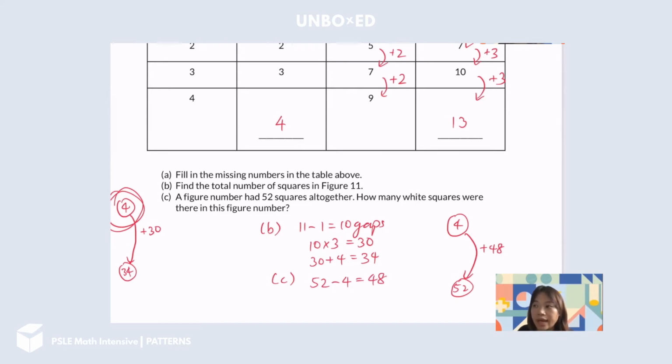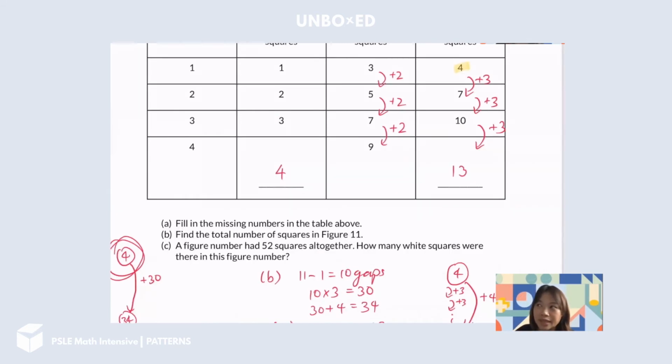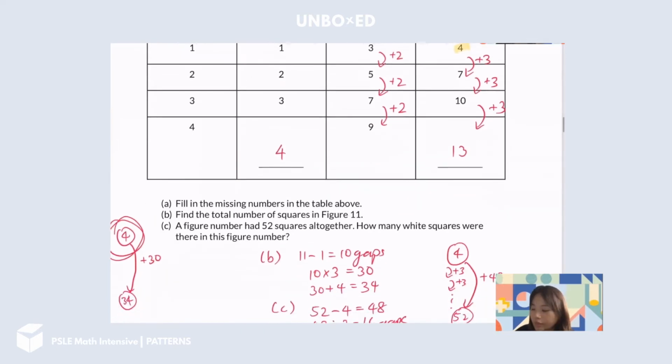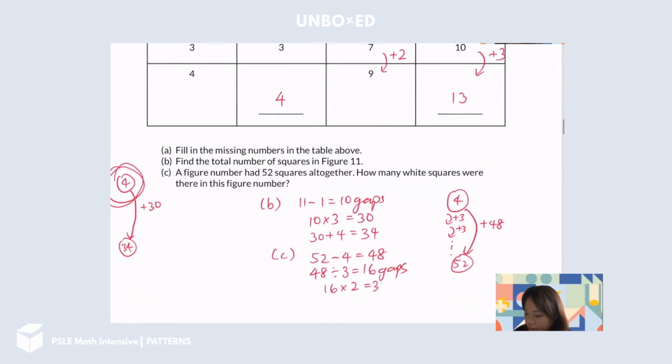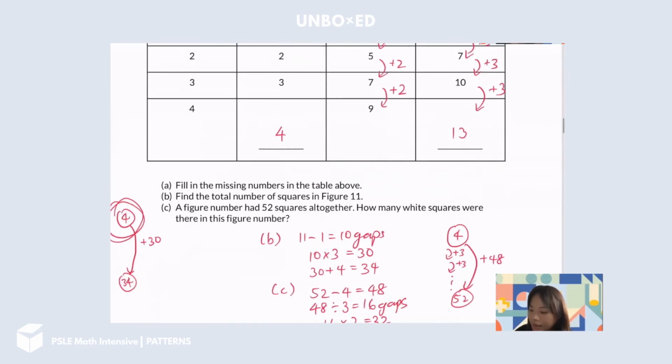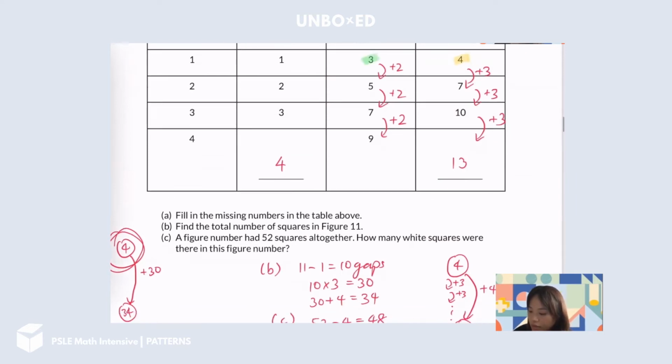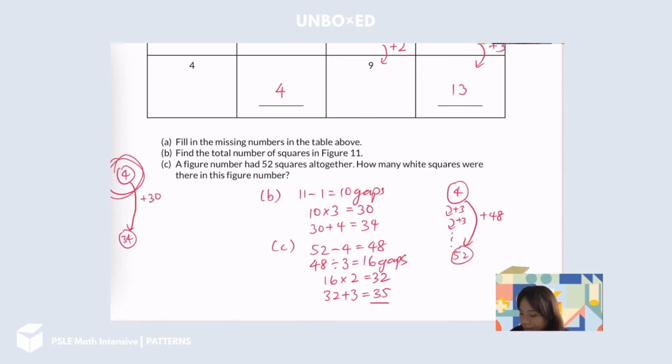Now, can I have a brave soul to tell me how do I find the number of gaps? Because I know every jump is plus 3, plus 3, plus 3. 48 divided by 3. Thank you. Thank you very much. 16 gaps, right? My white square gaps will be the same as the total number of squares gaps. Okay, but my white square, every gap is 2. So 16 times 2 gives me 32. Then 32 plus the starting number for white squares. The starting number for white squares is 3. So I take 32 plus 3, which is 35.